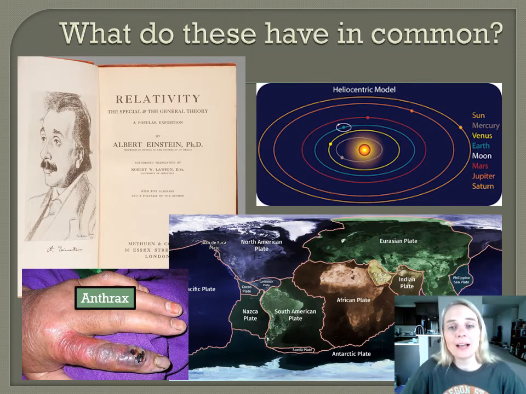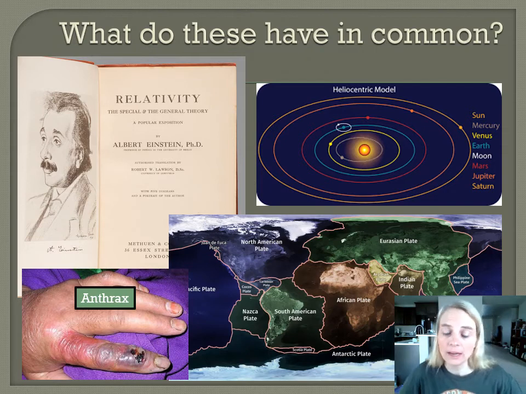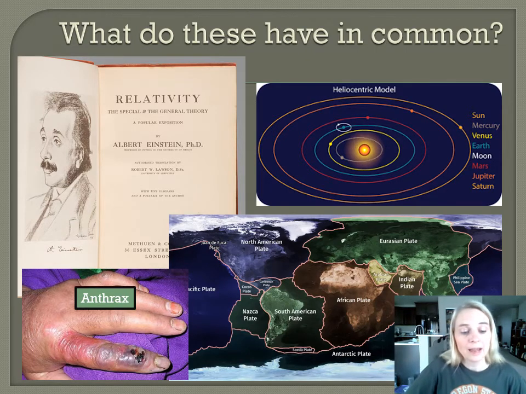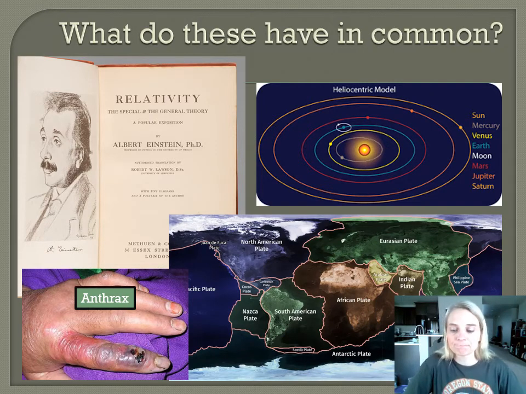Okay. And so then the last topic that I wanted to just touch base with you on a little bit is here I pose this question with all these pictures. What do these have in common? I have the book of Albert Einstein's theory of relativity. I have the heliocentric model of the sun being in the middle of our solar system. I have a picture of some dude's anthrax-infected finger, and I have a picture of tectonic plates of our planet. So what do you think?